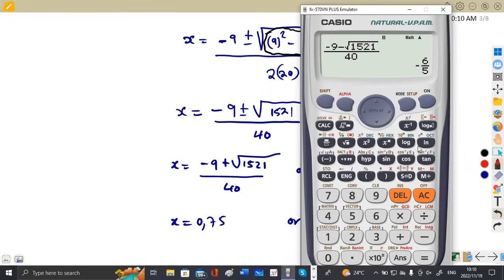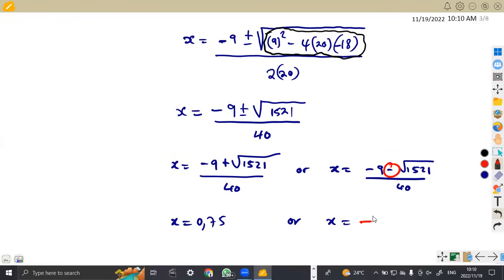That's like this, which is negative 6 over 5, or as a decimal, negative 1.2. So we are going to obtain negative 1.2. All right, so that's negative 1.2. So these were the values of x that we could have obtained from that equation that we are given.